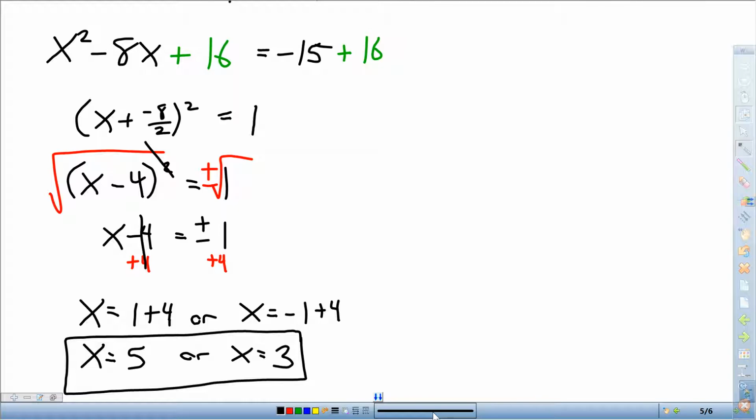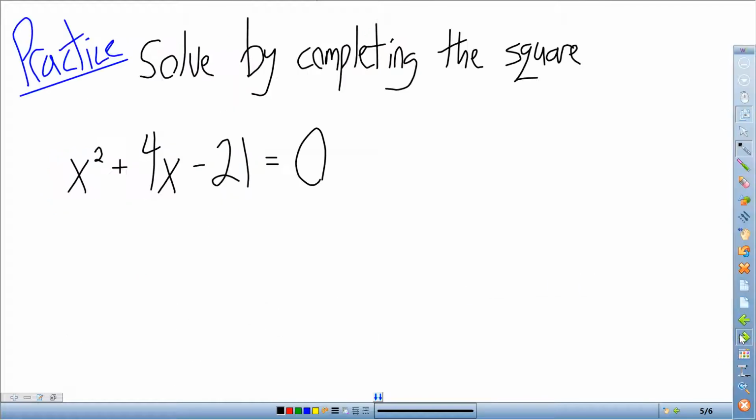Okay, so yeah, completing this square. I have one for you guys to do, but I just want to point out this is kind of a nice foolproof way of solving really any quadratic. That's what's nice about it. Okay, so I'm going to have you guys go ahead and try out one last problem on your own here.